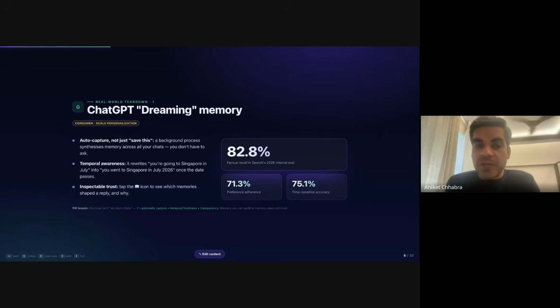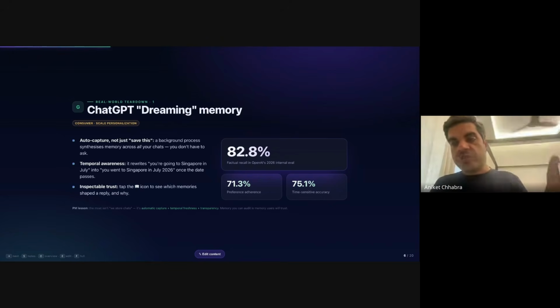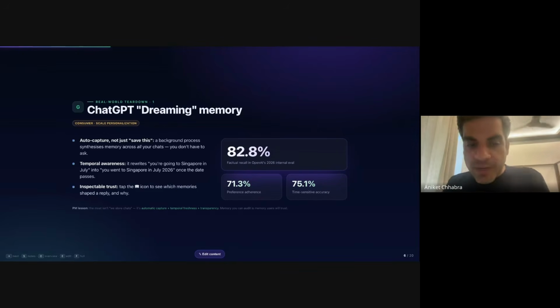How does ChatGPT work? When we use ChatGPT on a day-to-day basis, it has auto capture. Auto capture means a background process synthesizes memory across all your chats. You don't have to ask. So there is a way to optimize the information that ChatGPT has. If you're logged into ChatGPT and you allow it to access your historical chats, it'll save them somewhere and optimize them whenever required. So there's a retrieval mechanism, a storage mechanism, and temporal awareness.